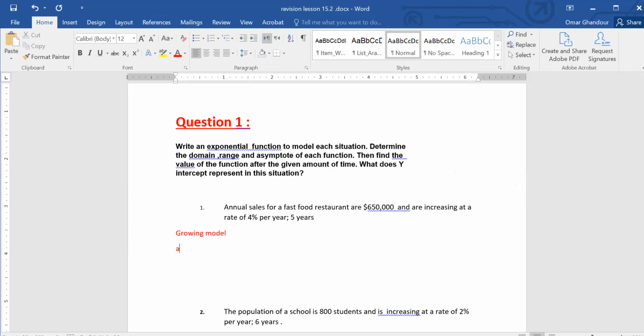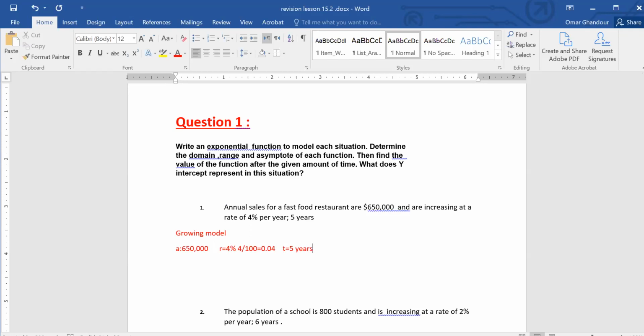A is the initial value, which is very obvious, this. So I have 650,000. What is the value of R? R is increasing at a rate of 4%. So the 4% is my R. So R is going to be 4%, which is 4 over 100, which is 0.04. So we found R. What else? The T is 5 years. So T is equal to 5 years.